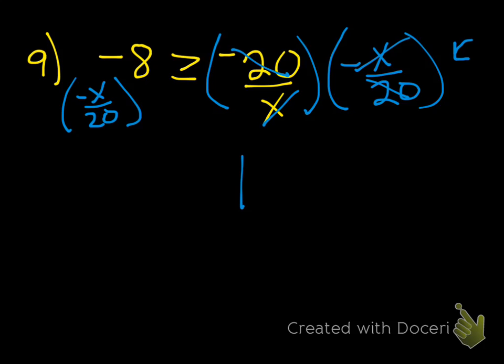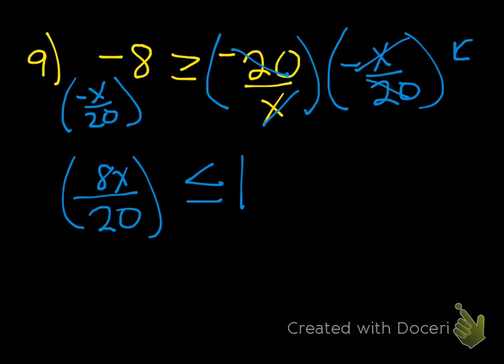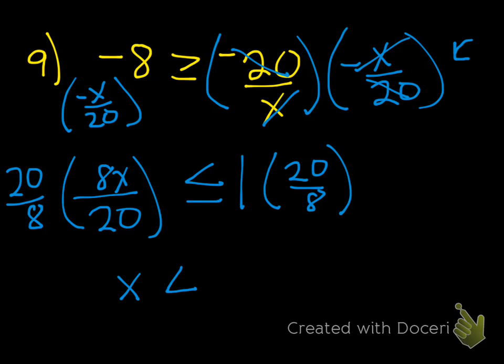Okay, now I multiplied by a negative number. That means my sign has to switch. And if I do negative x over 20 multiplied by negative 8, I get 8x over 20, right? And I multiply this side by 20 over 8. And I get x is less than or equal to 20 over 8. So you get the same thing. Again, this one was a tough one. So if you're still not understanding, go ahead and come in and see me on this one.